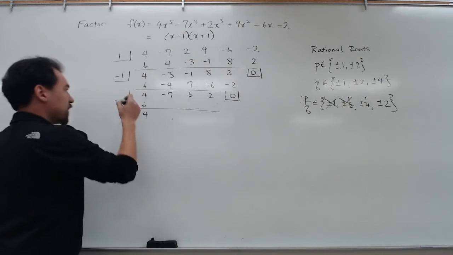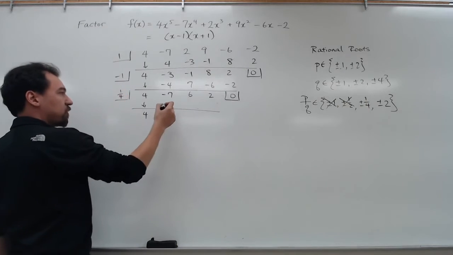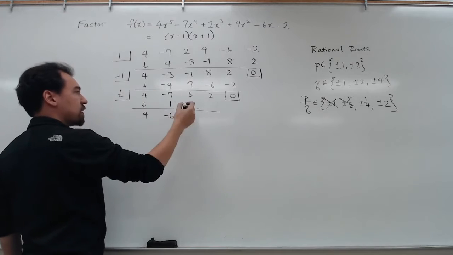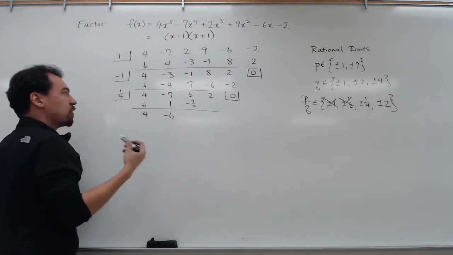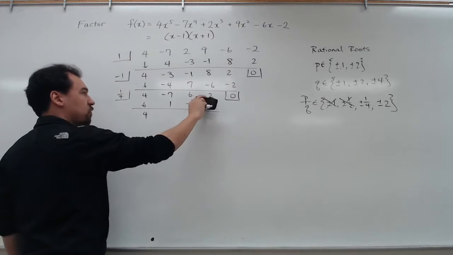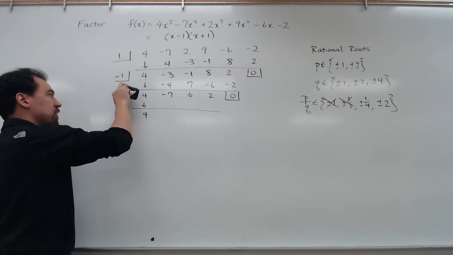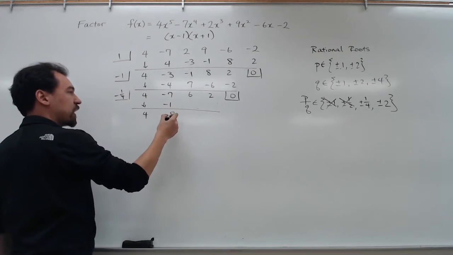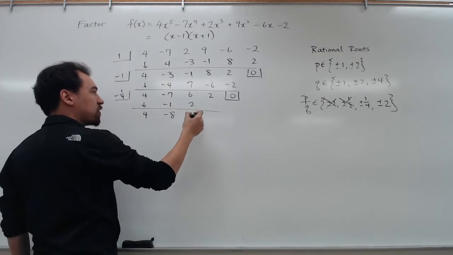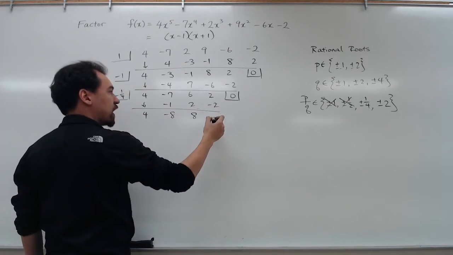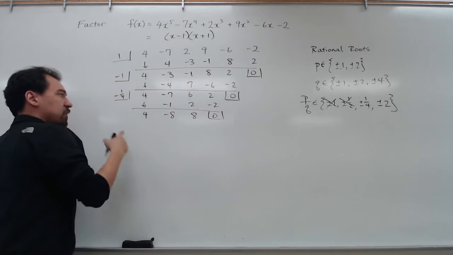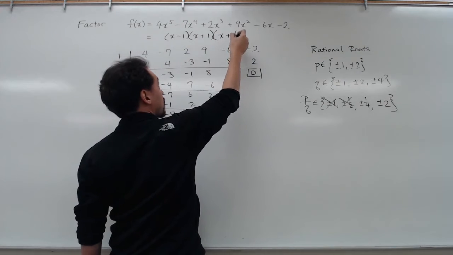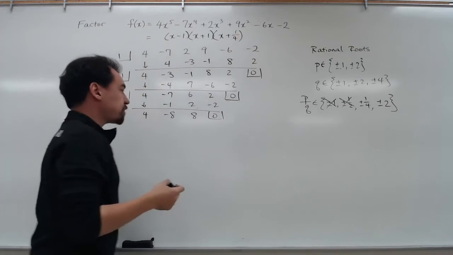Then we'll try positive 1/4. So 1/4, then we have, this is going to be -6, then -6 times 1/4 is -3/2. We are out of integer territory, so we give up, okay? Then we'll go to -1/4. This is going to be -1, -8, multiplied by -1/4 is 2, 8, and -2. Okay, so we have x plus 1/4 now, okay?